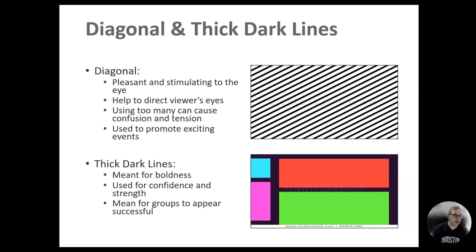Now there are also thick dark lines. They're meant for boldness. They're used for confidence and strength. They're meant for groups or organizations or things to be purely successful, and you want to go take a look at this. For example, sporting events, concerts, any type of movies are usually used with bold, thick lines to really pronounce what's going to be there, and you should go take a look at a lot of different areas.